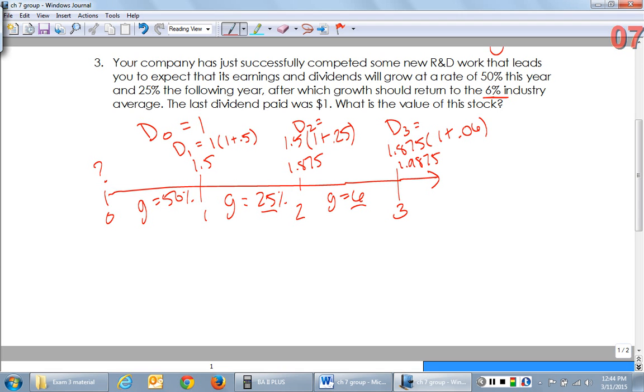So after time period 2, dividends grow at a constant rate forever. So we can find the value of the stock at time period 2 using the constant growth rate model. So the price at time period 2 is equal to the next dividend payable, that would be dividend 3, divided by the required return minus the growth rate. So that's the 1.9875 divided by the required return. Here I did not give that to you. We'll assume that the required return is 13%.